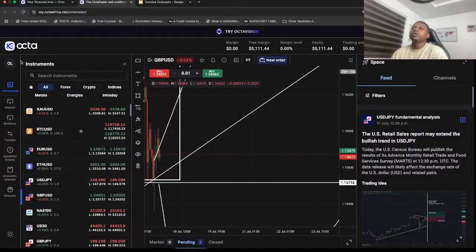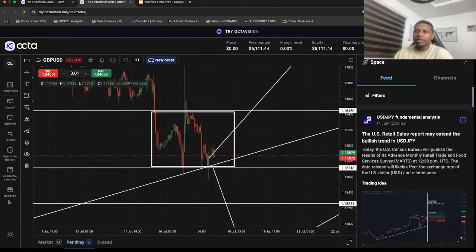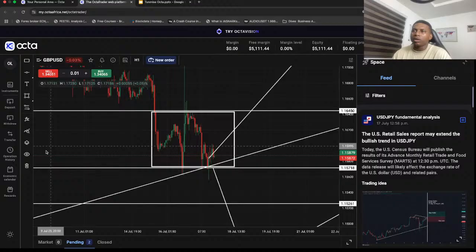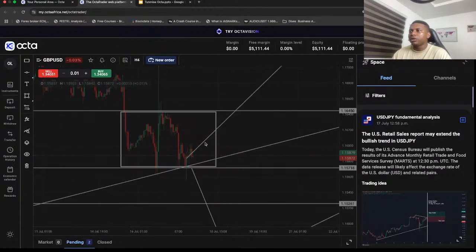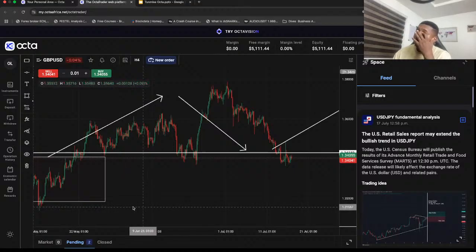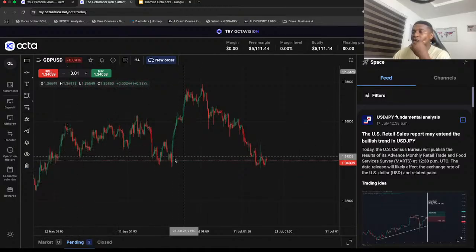Good. So here we are on GBP USD. I'm just going to take off all this, so remove all. Let me be sure. I think the chart is loading. So we'll be going with GBP USD. Let's take off all the drawings.